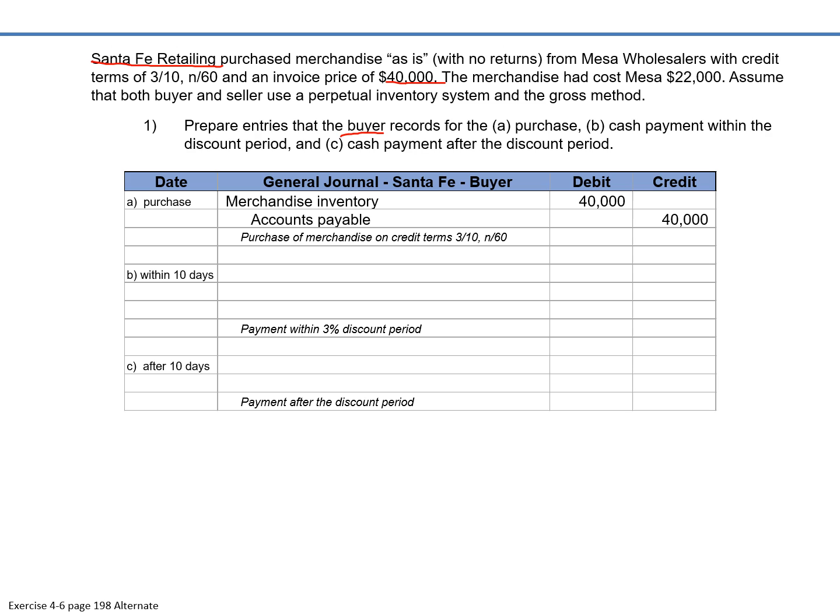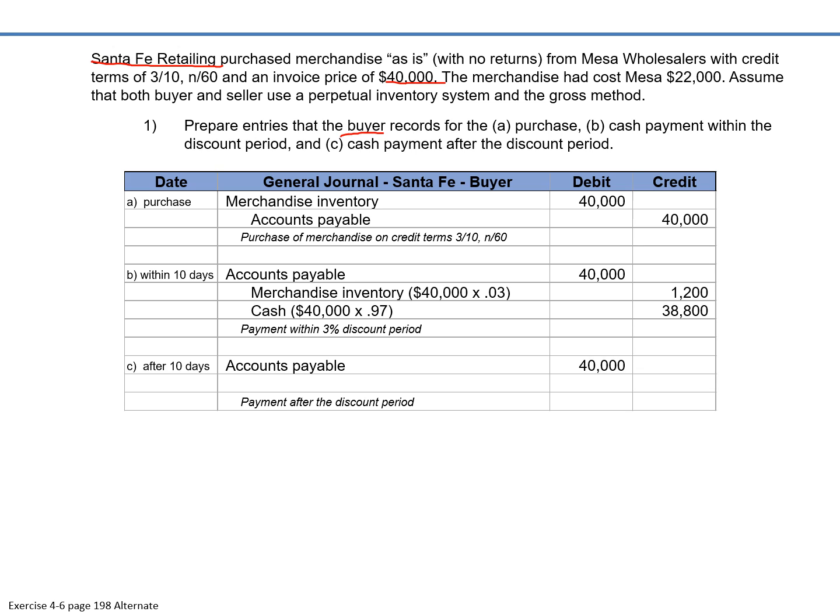Then if we pay within the discount period, we're going to reduce our accounts payable by 40,000 with a debit. We're going to reduce the cost of our inventory by 3% of that 40,000 because we took the discount. So our merchandise inventory now costs us $1,200 less than it did. We're going to record cash for the 97%, $38,800. If we do not pay within the discount period, we just reduce our accounts payable, debit of 40,000, and reduce our cash with a credit of 40,000.